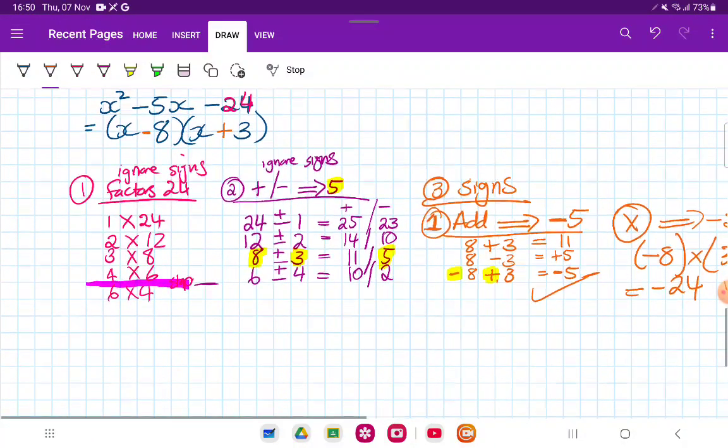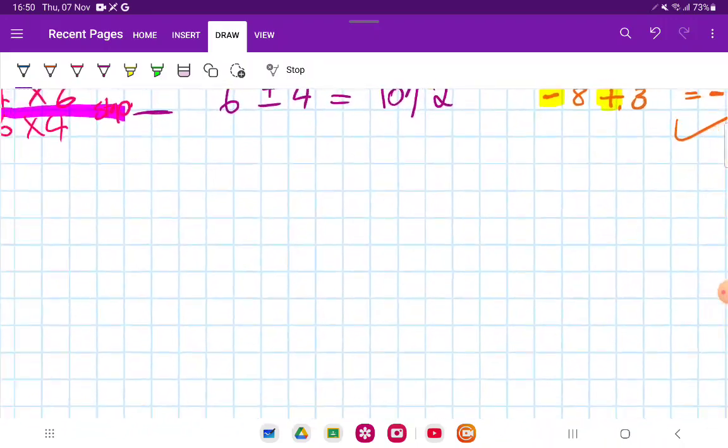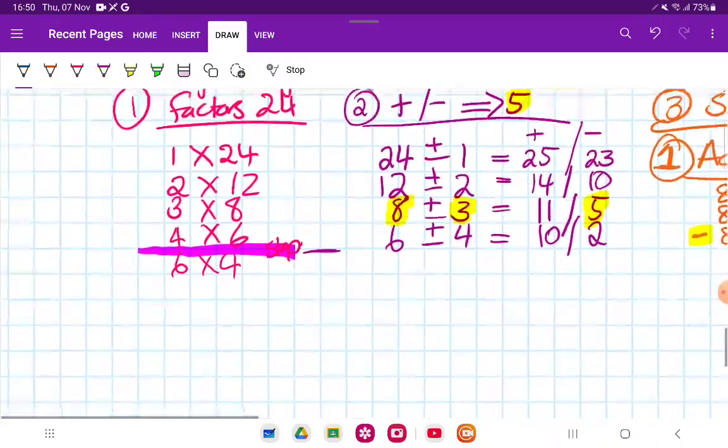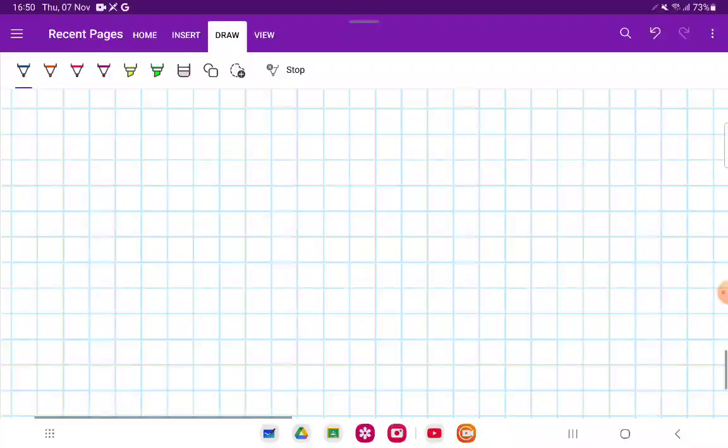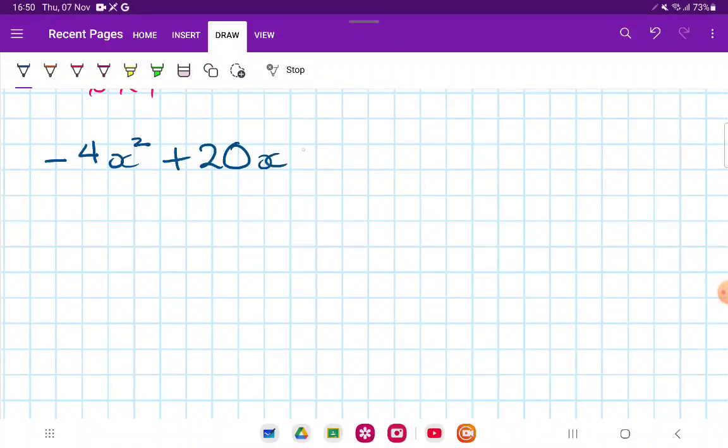I really hope that this made sense to you. Let's do another one that's a little bit more difficult. So how about this sum, where we can say, what if we said -4x squared plus 20x plus 24.